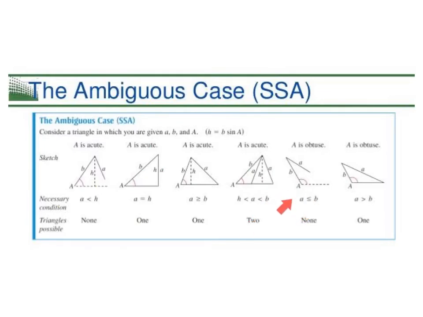If A is obtuse and A is less than or equal to B, we won't reach. And if A is greater than B, everything's good. So if A is obtuse, no problems. It's either none or 1 depending on the measurements we have. If A is acute, we have to pay attention to the value of A.